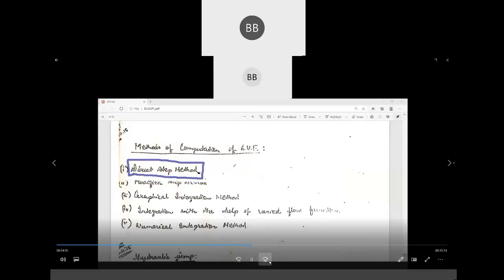One is the direct step method, second is the modified step method, then the next one is the graphical integration method, fourth is integration with the help of varied flow function, and fifth one is the numerical integration method. So you just write down the methods to solve gradually varied flow. These are the mathematical methods that you use for solving it.